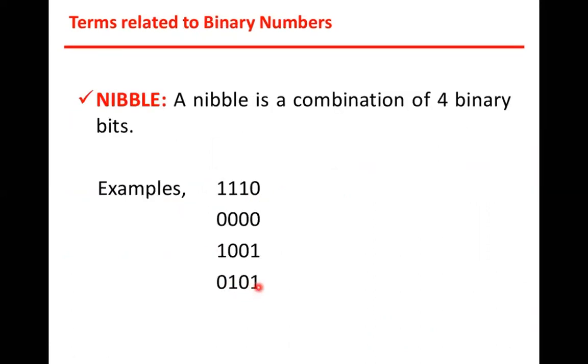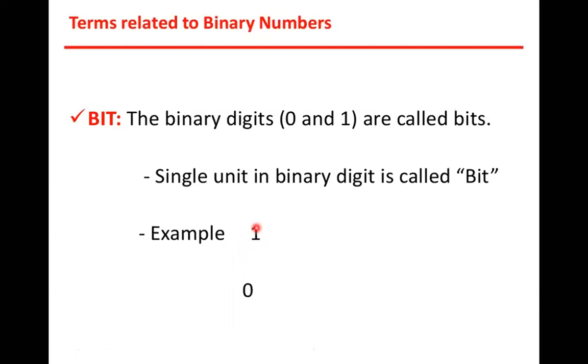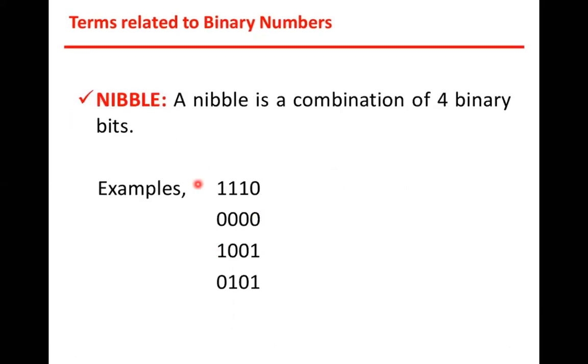Now, what is a nibble? A nibble is a combination of 4 binary bits. This is one binary bit, so if you have 4, like 1 1 1 1 or 1 0 1 0, whatever number we take, for example 1 1 1 0, how many bits do you have? You have 4 bits: 1, 2, 3, 4. So these 4 bits are called one nibble. A nibble is a combination of 4 binary bits. This is one nibble, one nibble. Any number it can be.